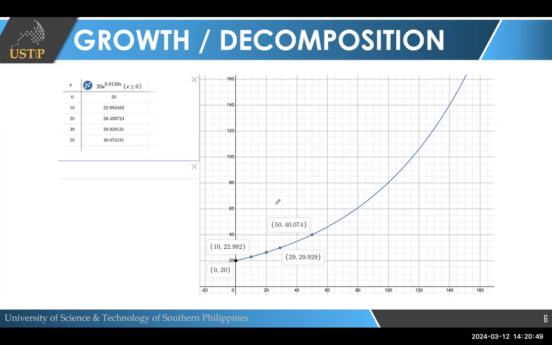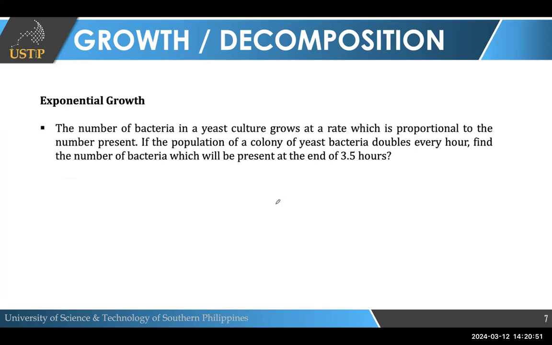Okay, that's for the first example. Let's go to the second example. Growth again. Later we'll do decay, class. Okay, so the number of bacteria in a yeast culture grows at a rate which is proportional to the number present. In this sentence, I just want to emphasize so you understand that we can use the equation where we assume that A is the amount, its rate of change, dA over dt, is equal to some constant k times its amount.